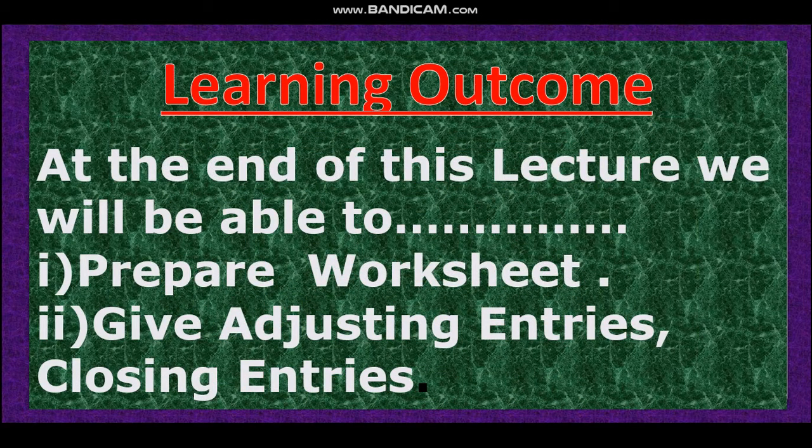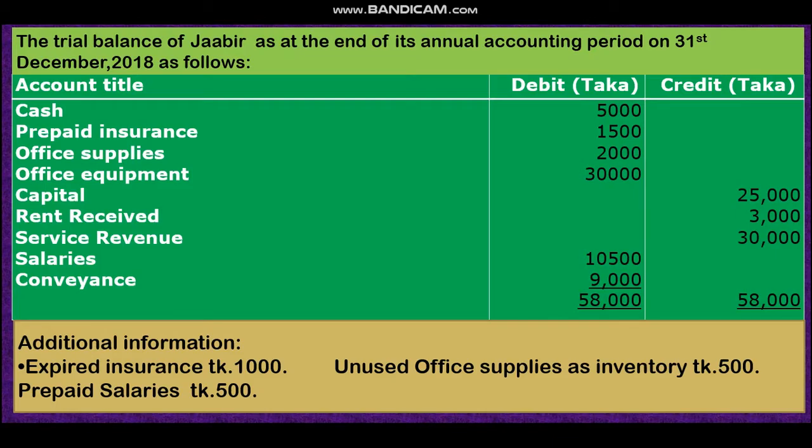Dear student, this is a balance of Javier as at 31st December 2018. We have some assets, liabilities, income and expenses here, and adjustments. So first you have to give adjusted journal. For doing the worksheet math, at first you have to give adjusting journal. We have adjustments here: expired insurance 1000, unused office supplies 500, and prepaid salaries 500.